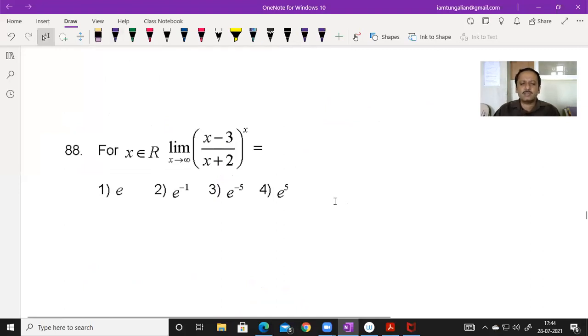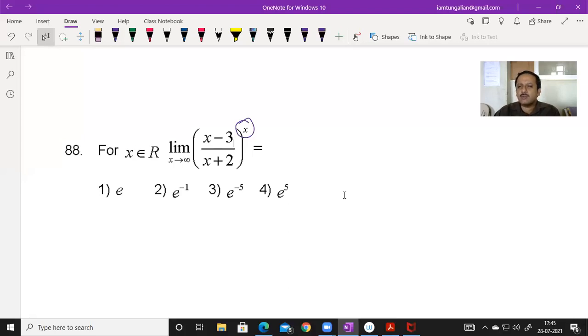88th question. For x belongs to R, limit x tends to infinity of x minus 3 divided by x plus 2, whole power x, is equal to. Here, if I directly apply the limit, it is infinity by infinity to the power infinity. Don't worry about the power. If you look at only x minus 3 by x plus 2, as x tends to infinity, both are polynomials of the same degree, degree 1.